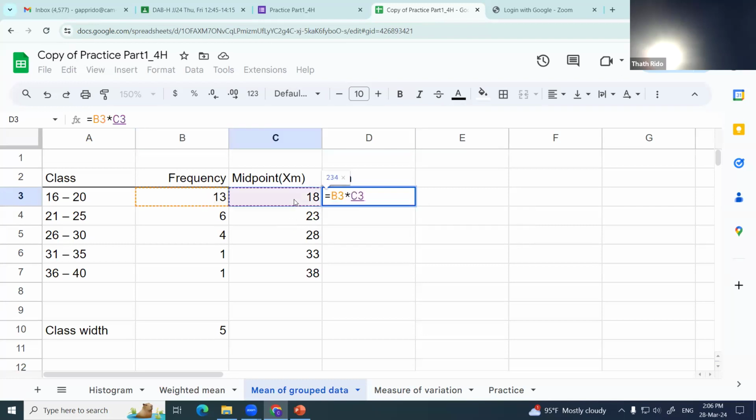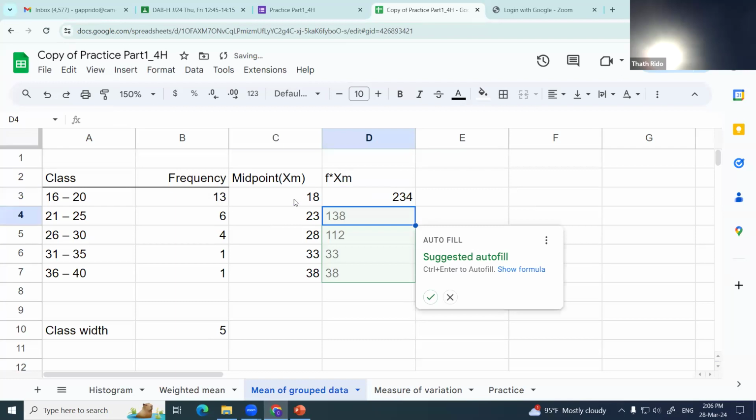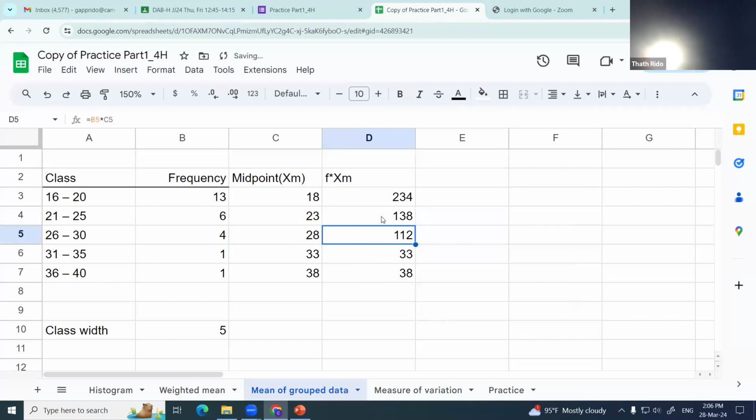So 13 times 18. Then press Enter. If you think that the result suggested by autofill is correct, you can just click the tick. So it will get the result.